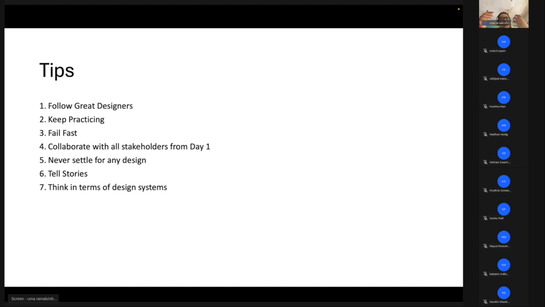Last thing is think in terms of design systems, right? If you're doing a big project with hundreds and hundreds of pages or a product with hundreds of screens, your design has to be consistent in all places. So always start building design systems.